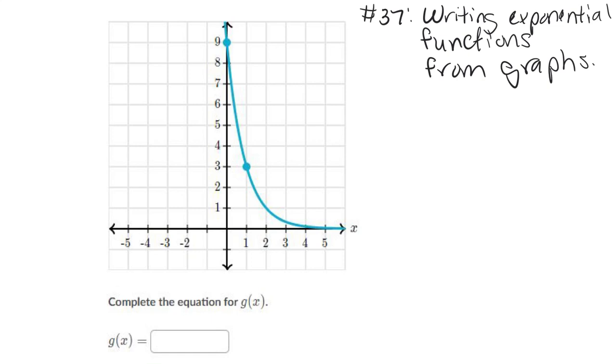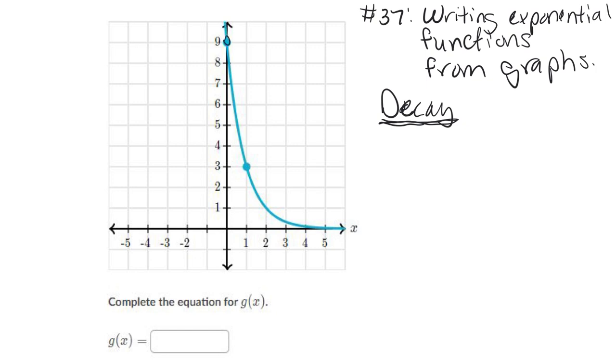Okay, this video is discussing number 37 on your benchmark, writing exponential functions from graphs. If you will write that problem number and title on your answer sheet. So looking at the graph in front of you, this would be an example of exponential decay. We know it's decay because it is decreasing as we go from left to right. It's going downhill. Now, we need to write the function, so we need to identify some ordered pairs.